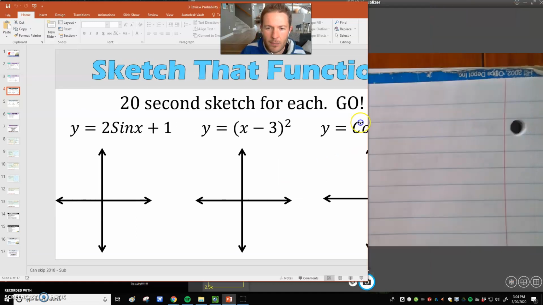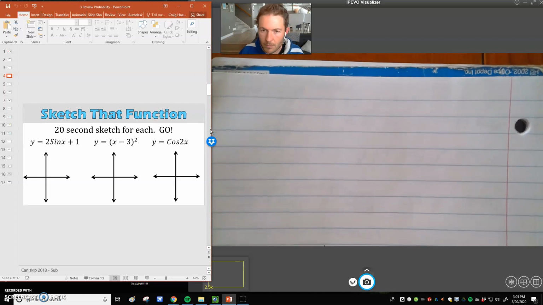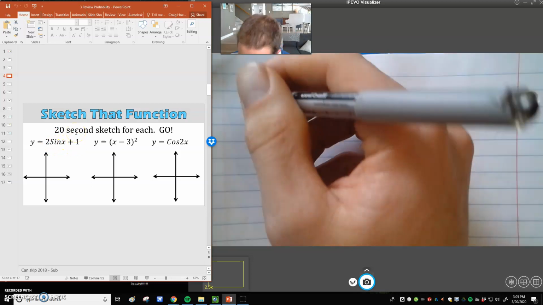Let me slide this over again. Okay, so 2 sine x plus 1. Well, the plus 1 shifts everything up 1. That's our principal axis. And this 2 out front, that's our amplitude. That makes it go up 2, down 2, up 2, down 2. But again, we've been shifted up 1. So let me just give this a sketch real quick.